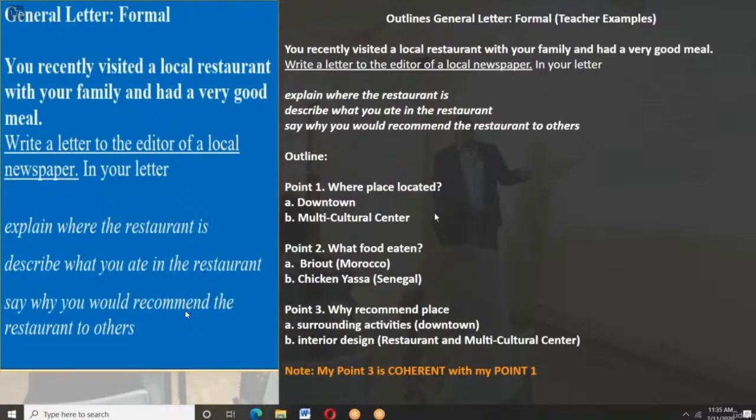So when you have an outline and you're looking at an outline, it really helps you in terms of just really focusing on how I want to say this. It really helps a lot in terms of doing that.